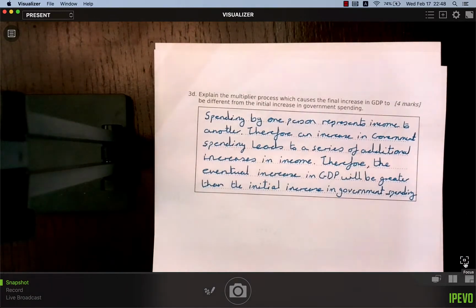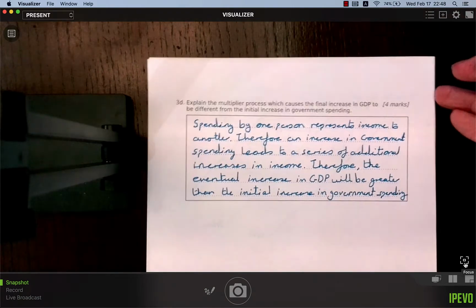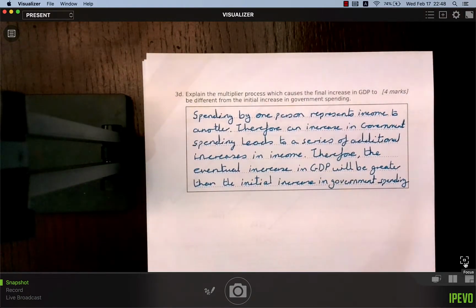Now, on to the next thing. Again, another excellent question that I really like because it goes to the heart of what the multiplier process is. Explain the multiplier process, which causes the final increase in GDP to be different from the initial increase in government spending.